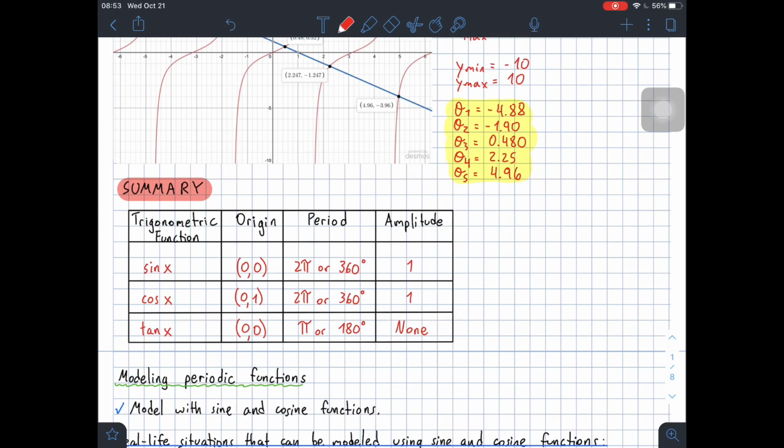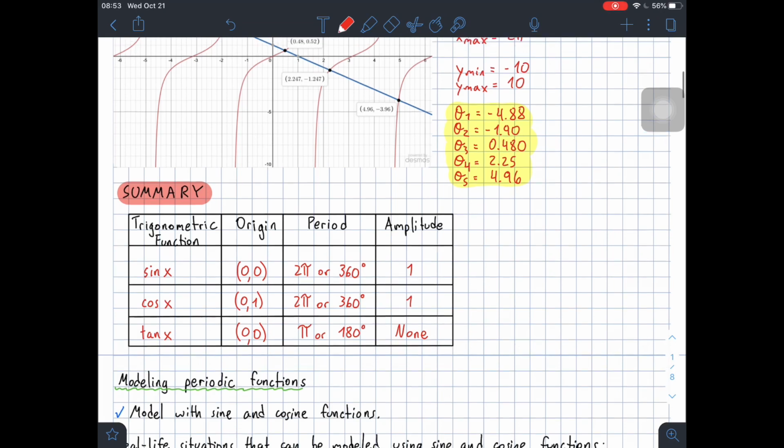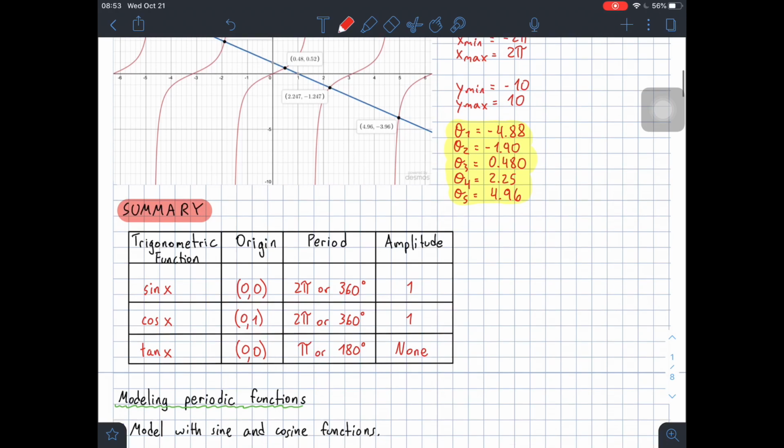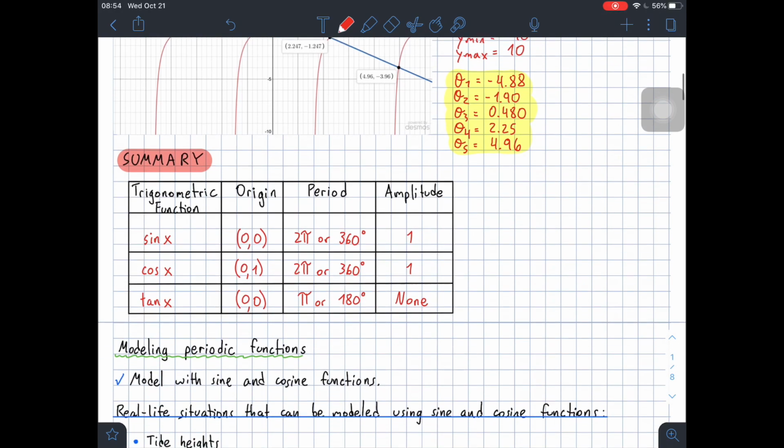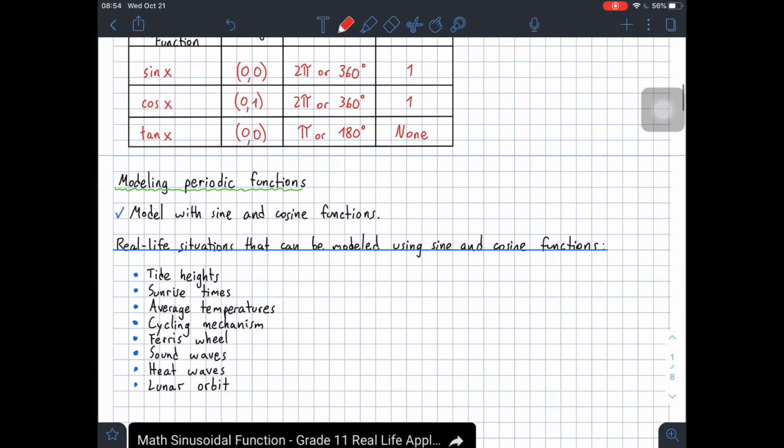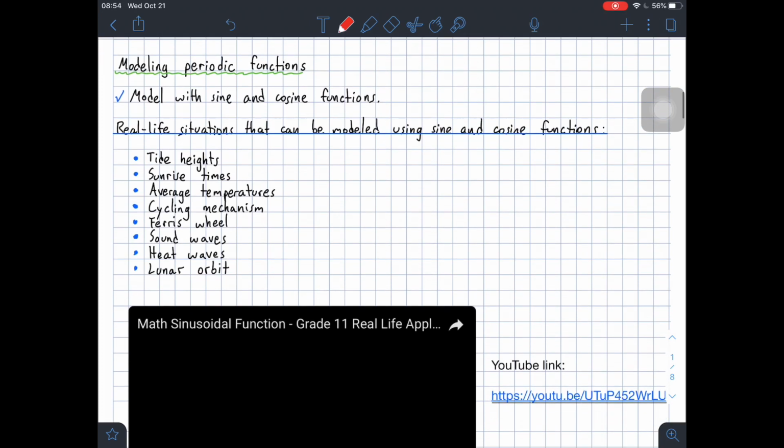Remember, all of this analysis is done considering the parent function, right? The function without any type of transformation. So these are the characteristics that you should remember. Okay, so for today's class, we're going to see this, modeling periodic functions.